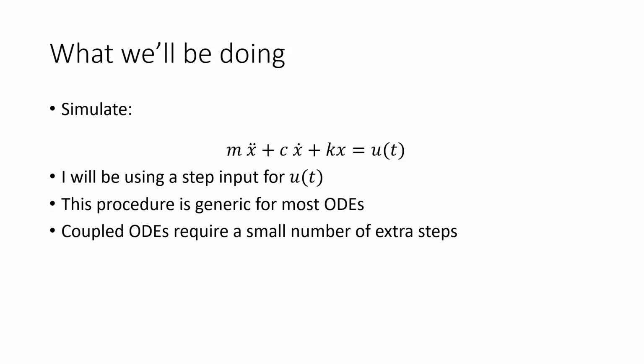Okay, so we're going to simulate this thing here, which is the second order system. It's mx double dot plus cx dot plus kx equals u of t. And I'm just going to be using a step input for u of t just to show you where all the inputs are and that sort of thing. But the procedure I'm going to show you is generic for most ODEs. So you're going to see a lot of the same things that I'm going to do if you have, say, a nonlinear ordinary differential equation, even a coupled one. There's a little bit of extra steps if it's coupled, but not too many. And this basic procedure will work for you.